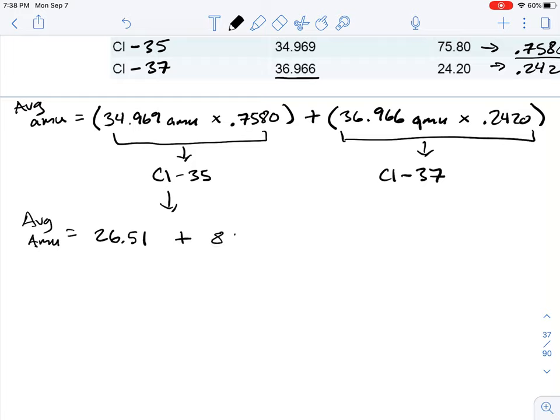And that's going to be 8.9457 and then a whole bunch of numbers. So that's 4 sig figs, 5 sig figs. And since I'm using rules of multiplication, I'm going to keep 4 sig figs. So the first 4 sig figs that I see is right here. So I'm going to round this to 8.946.